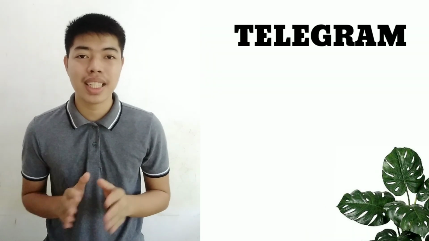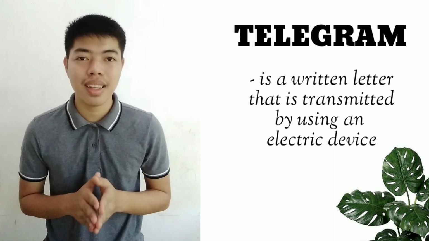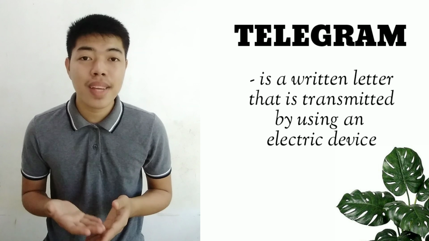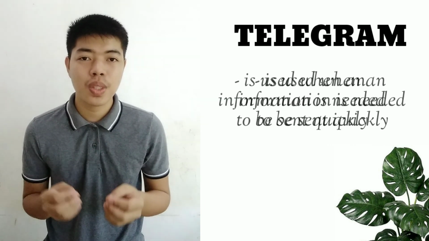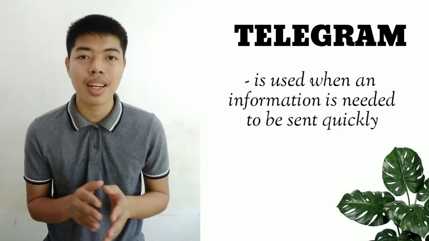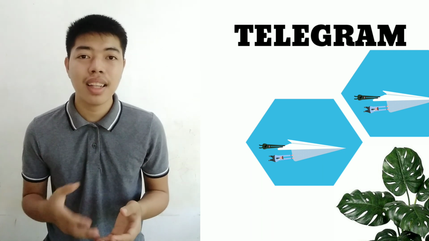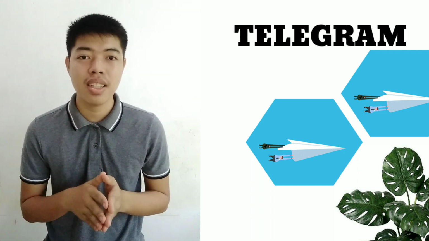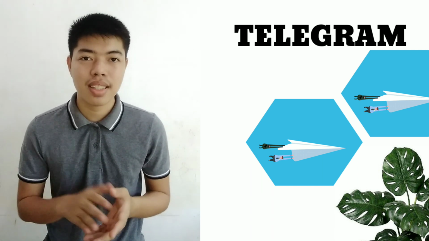The first form of communication I have here is a telegram or telegraph messaging. A telegram is a written information or a letter that is transmitted using an electric device. Generally, a telegram is used when information or a certain message needs to be sent quickly. One of its advantages is that you can send a lot of messages or information to a single person or to any person in just a single day.